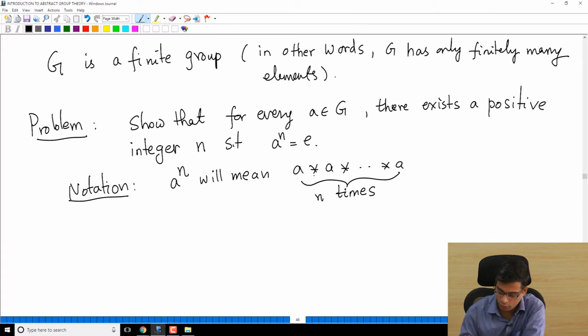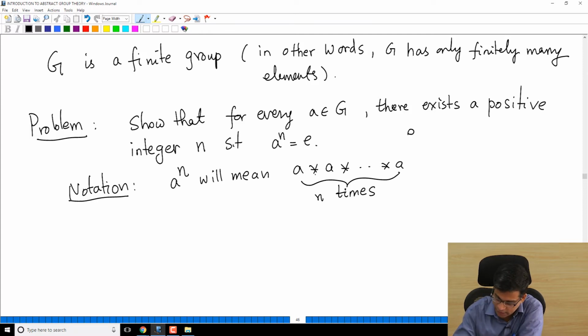So, here G is a finite group and star, let us say, is the operation. It is a shortcut, an easy notation. Instead of writing a star a star a star a always n times, we will simply write a power n. So, that is what I mean. Now let us come back to the problem. It is asking you, show that for any element a of G there exists a positive integer n such that when you apply a to itself n times, you get the identity element.